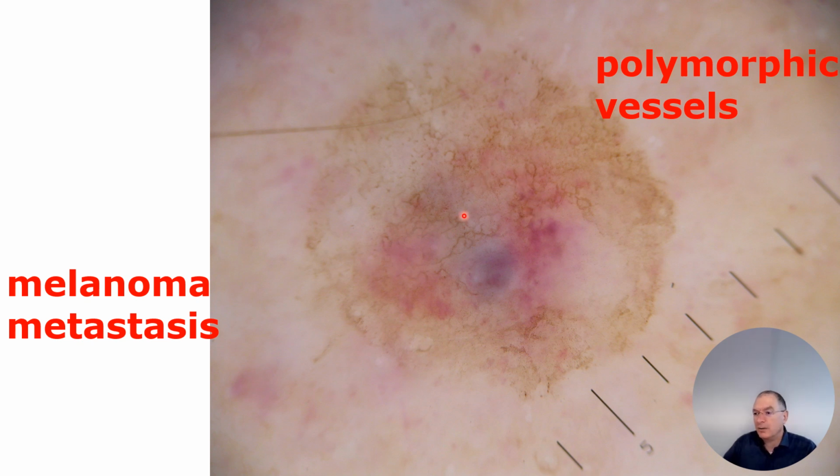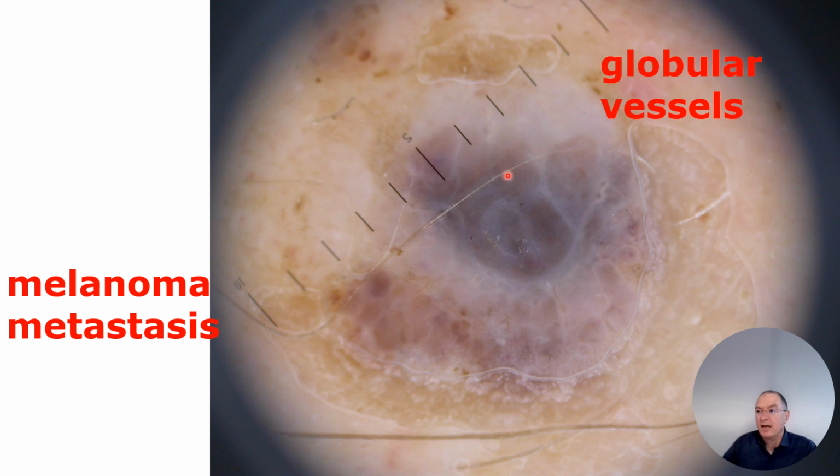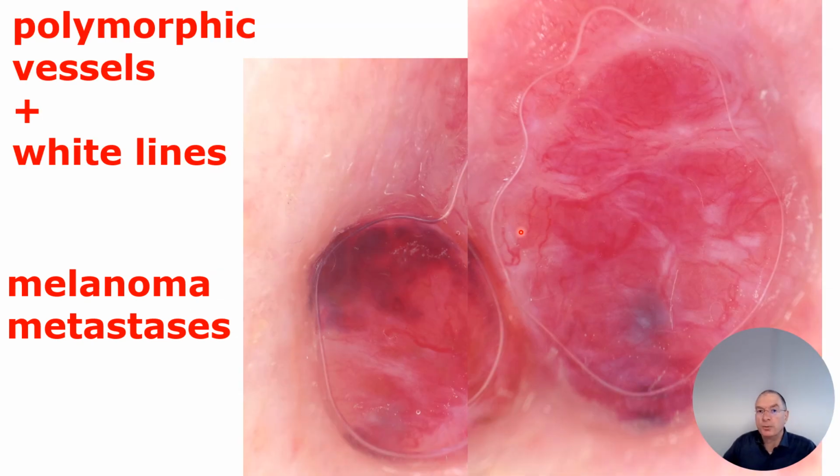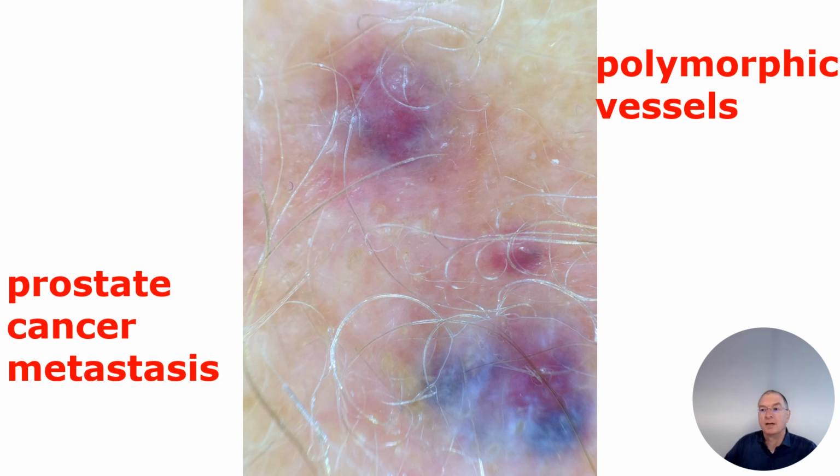Also polymorphia of vessels here, very faint, and here lacuna-like vessels, brownish color, cut it out, melanoma metastasis. Also melanoma metastasis, globular-like vessels here, and also polymorphia of vessels with pigmentation. And we know when we see pigmentation in metastasis, it is most probably a recurrent metastasis of the melanoma. And here also polymorphia of vessels in a metastasis of prostate cancer.